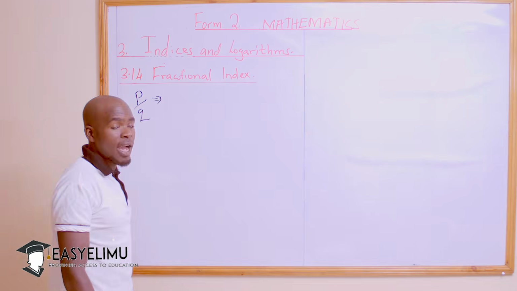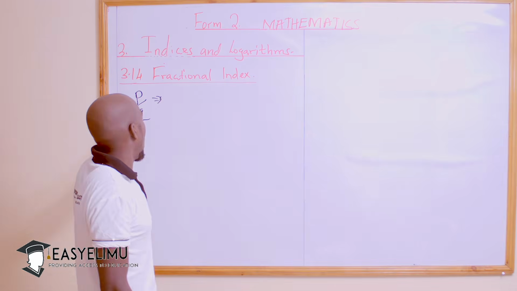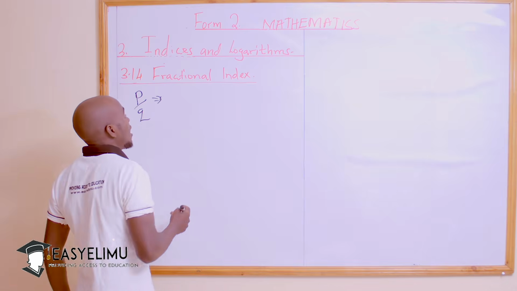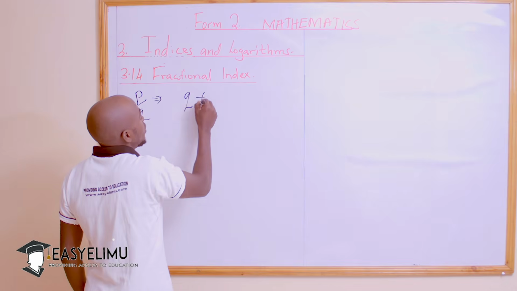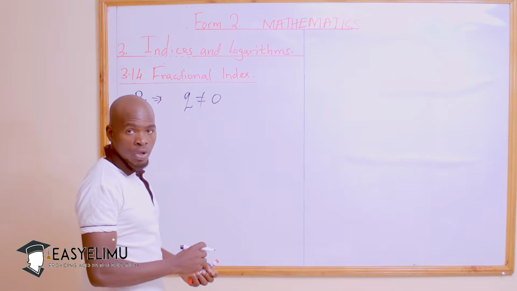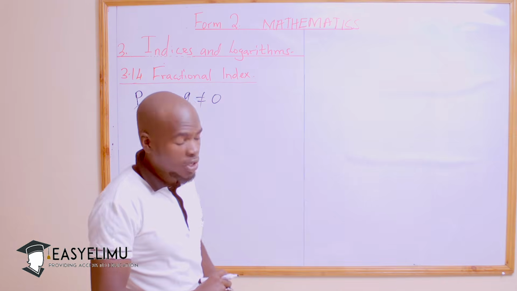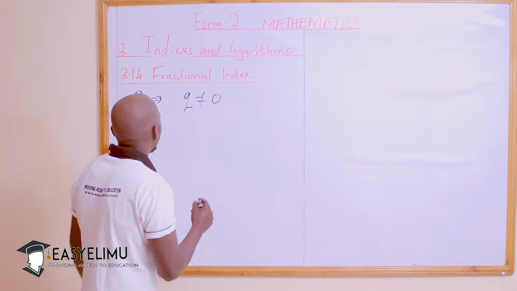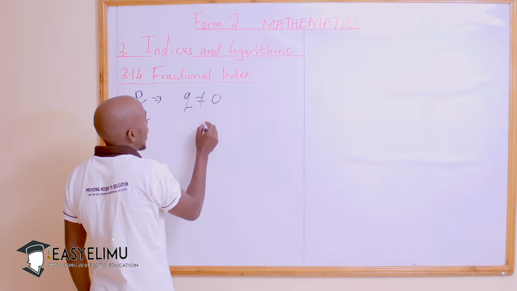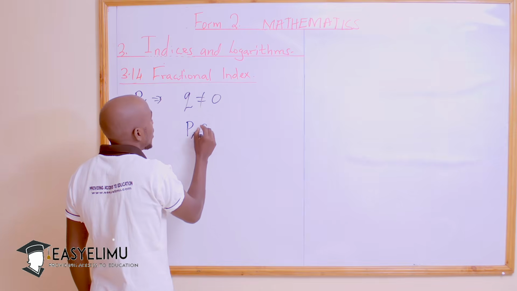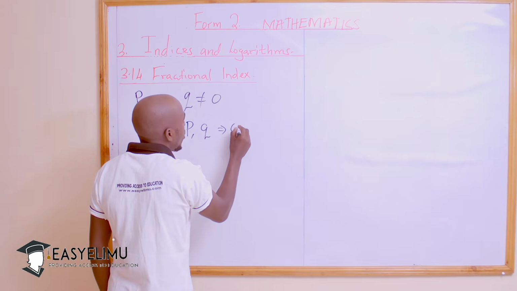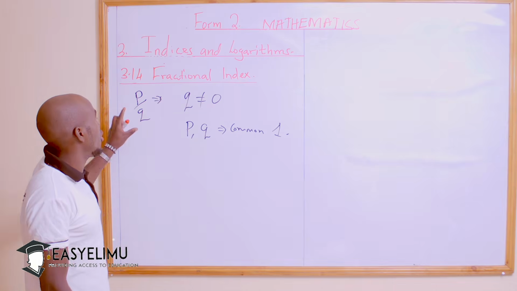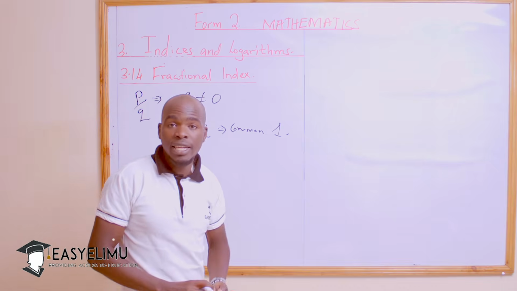And in this case, you will find that p and q are integers, and these integers are such that q is not equal to 0. And they don't have any other common factor apart from 1. Meaning that p and q, their only common factor is 1. That is how you will find fractional index being written in form.